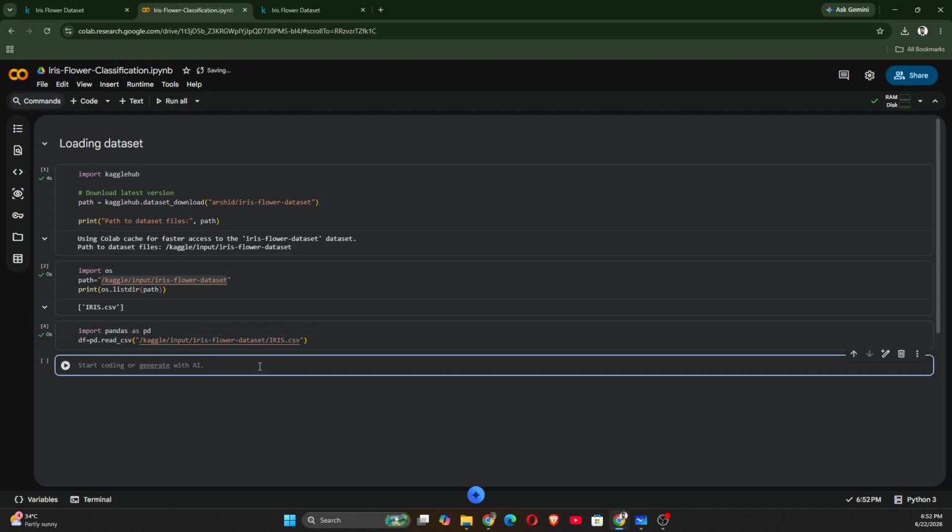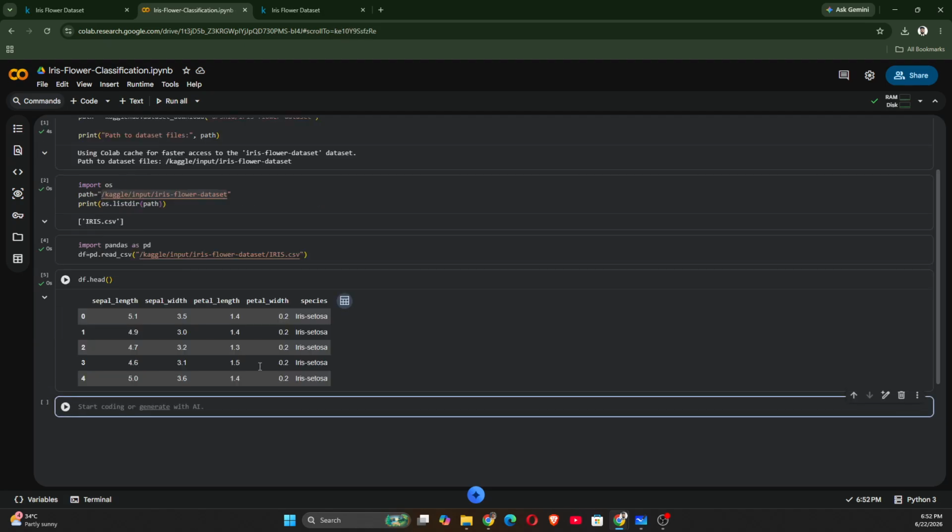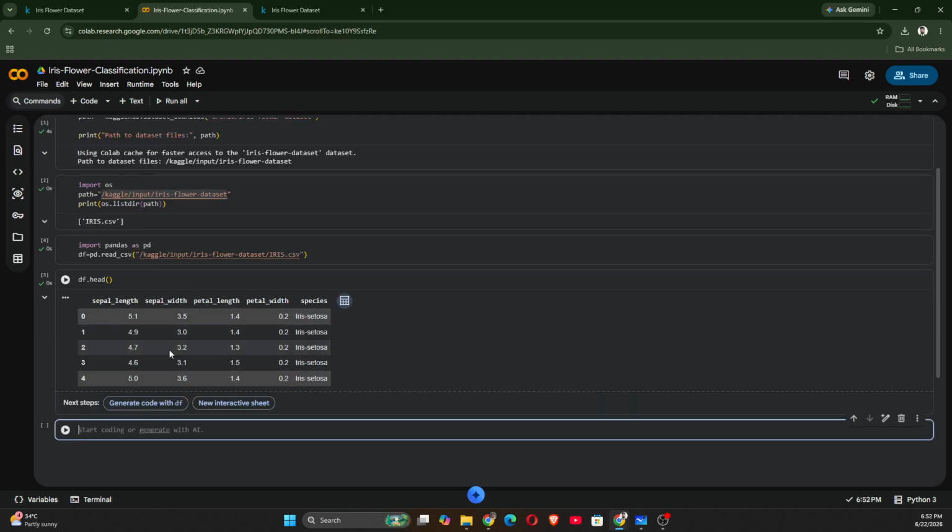Now let's check the first 5 rows of our data set. So it would be df.head. So this comes over here. So we have sepal length, sepal width, petal length, petal width, and species. So if sepal length is 5.1, sepal width is 3.5, petal length is 1.4, petal width is 0.2, it would be Setosa. Likewise, all of these are there.